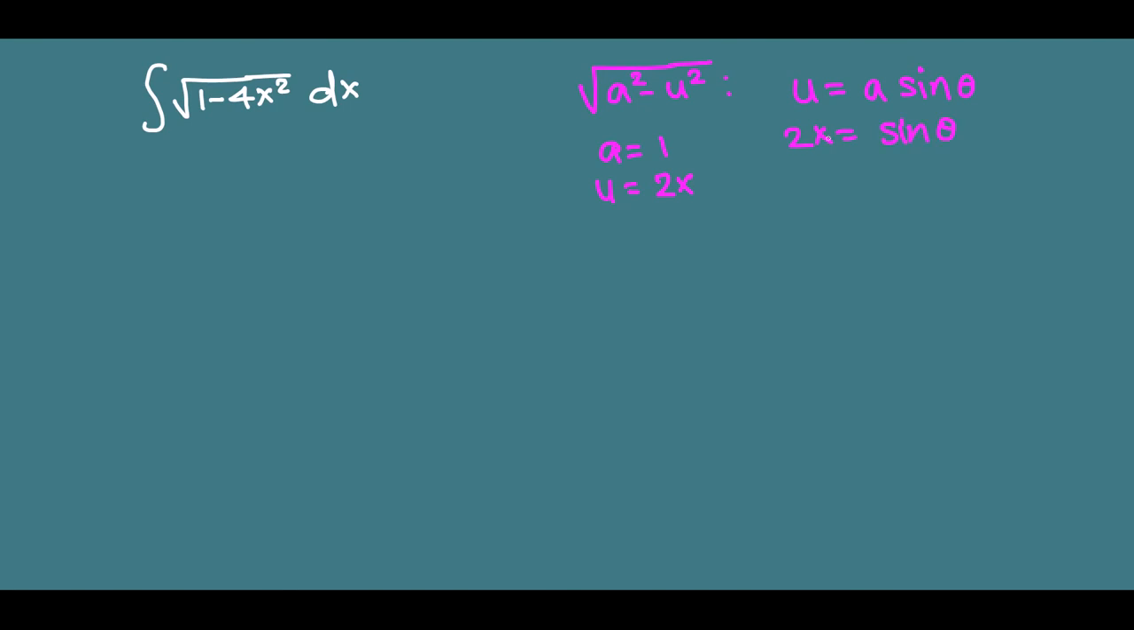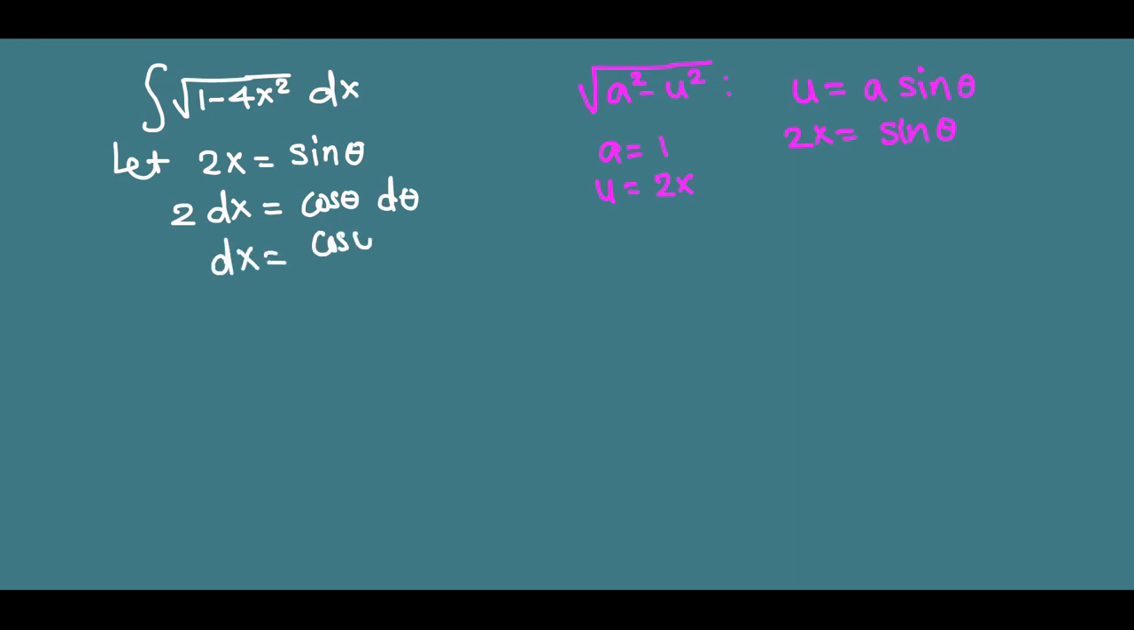So we make 2x equals sine theta. Let's come back here. Let 2x be sine theta, and we are trying to convert this whole integral in terms of the new variable theta. We need to take derivatives of both sides with respect to theta. So 2 dx over d theta equals the derivative of sine, which is cosine, d theta. And dx is divided by 2, so dx is cosine theta over 2 d theta.